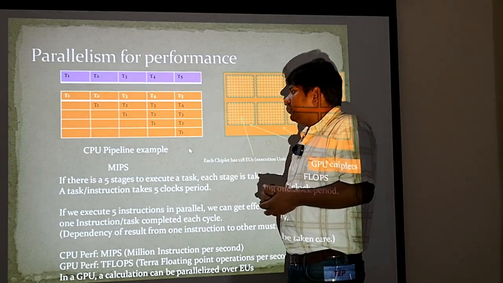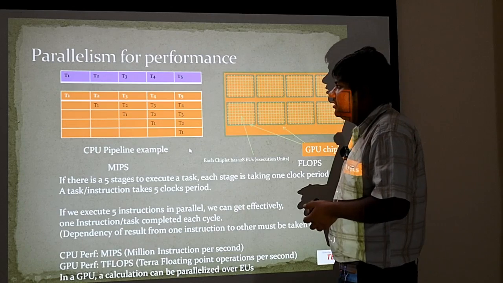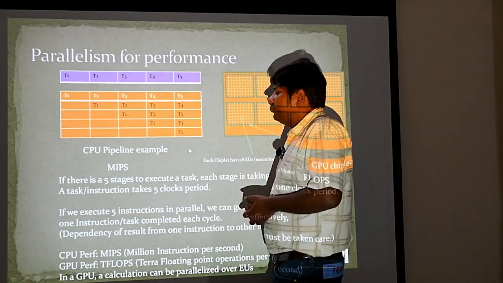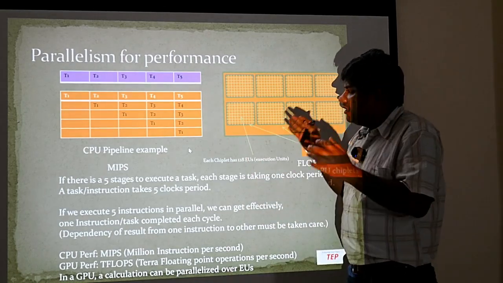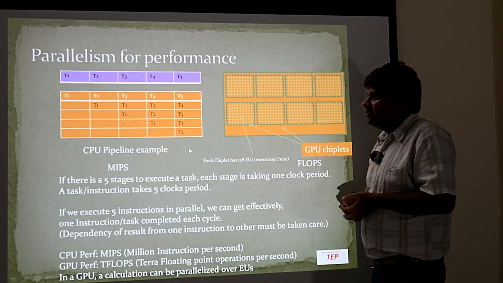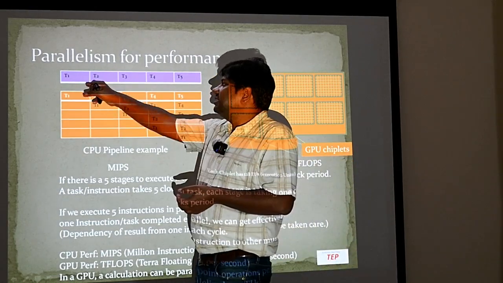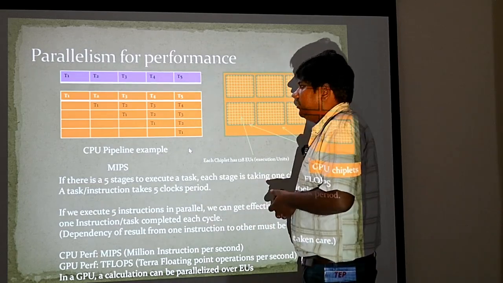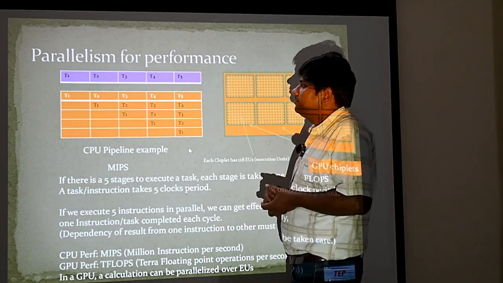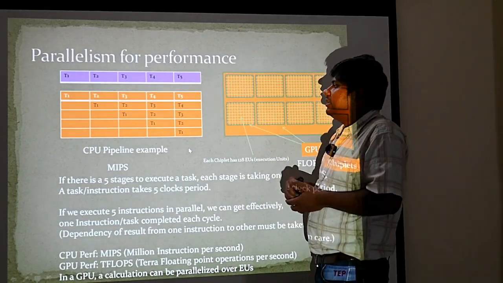One more example is the CPU pipeline. Let's assume there are 5 stages of operation for one full operation that is needed, one instruction, let's say, and every stage takes 1 clock cycle. So in order to execute that one instruction, it will take 5 clock cycles. We do take advantage of parallelism here.